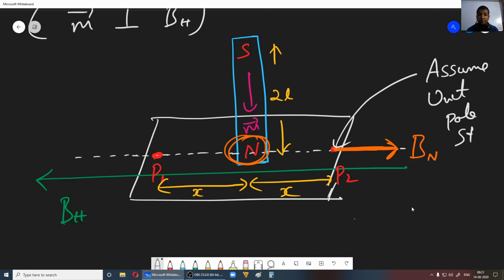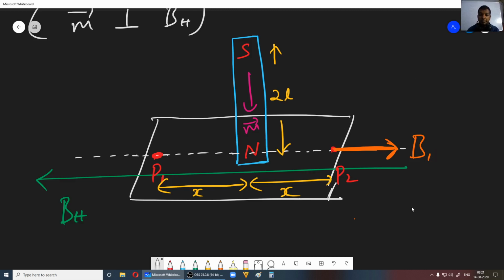Fine. Now let me undo that. So Bn I'll write. This is Bn, and Bn will act this way. Now you can say Bs at that point too, so it will start acting this way. So this is Bs.